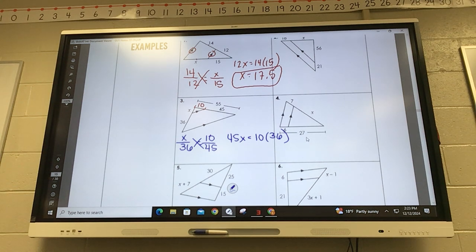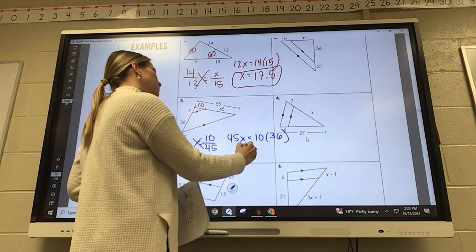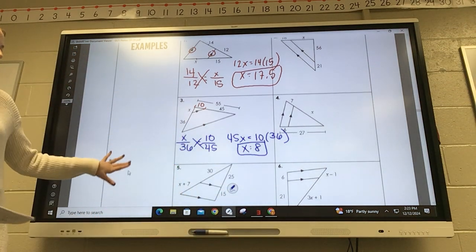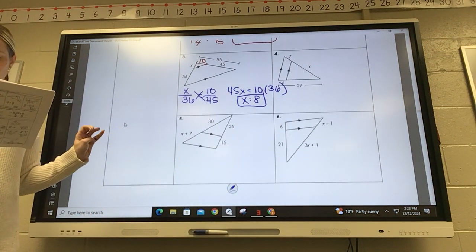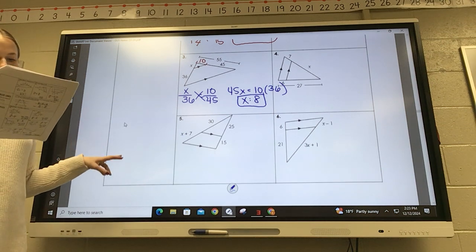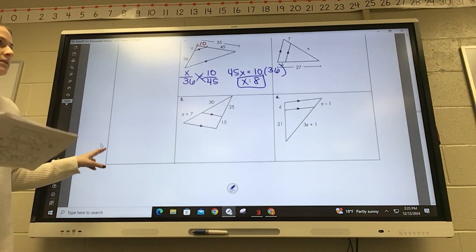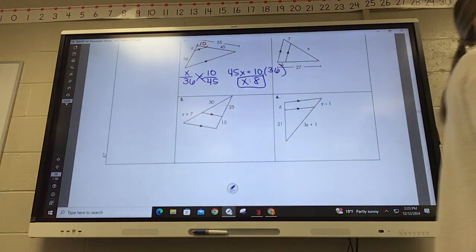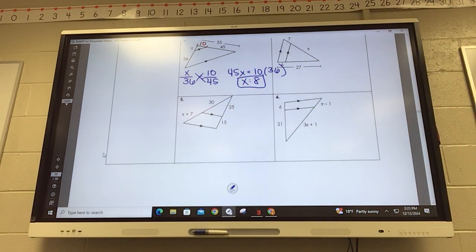Bailey, what did you get for x? 8. 8? Do we agree? Yes. Okay. All right. Let's jump down to let's do 6. All right, number 6. I see my parallel lines. I know my sides are proportional. Eliza, can you set up my proportion for me for number 6?